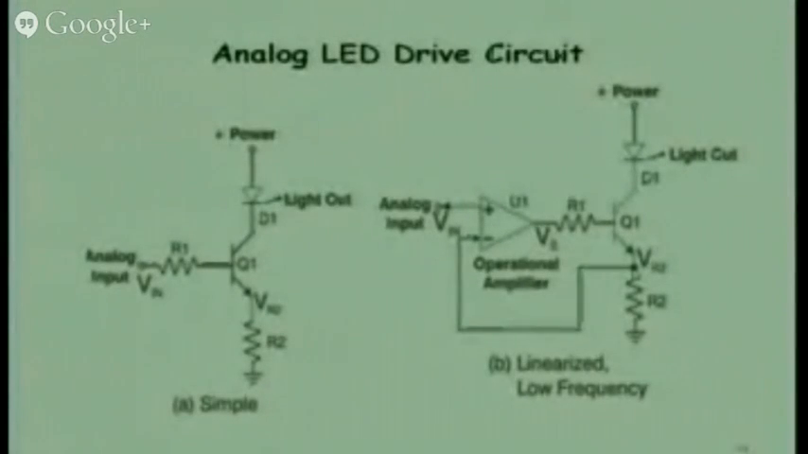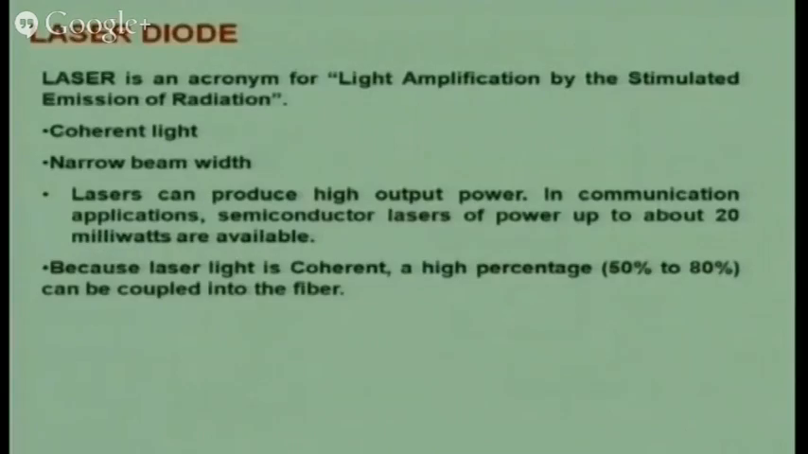Another option is that you can use an op-amp, again with bias at the base, and then whatever input is available at this point, this point is fluctuating as per the analog input, and so the light output also fluctuates. That's how I can modulate either in an analog fashion or a digital fashion.